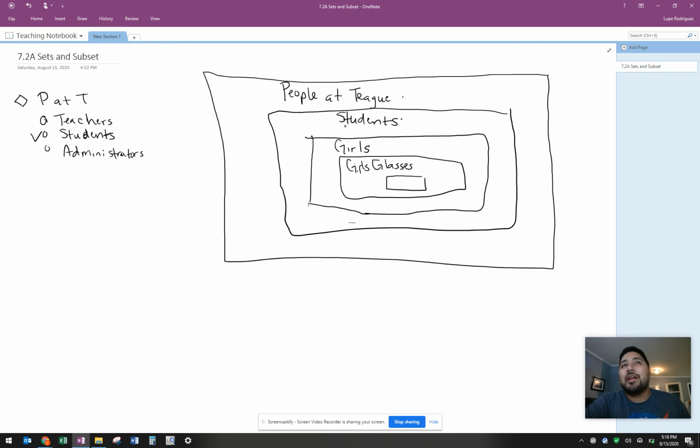I know that when I use vocabulary, it gets a little confusing, so let me talk about it in the people sense. Not all people at Teague are students, but all students are people at Teague. So you have to understand how these boxes work.